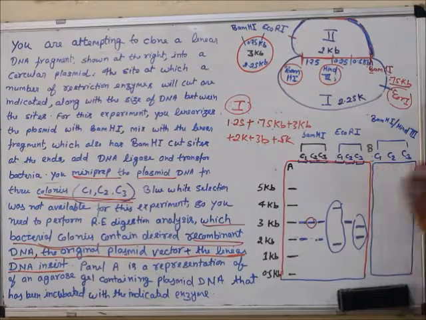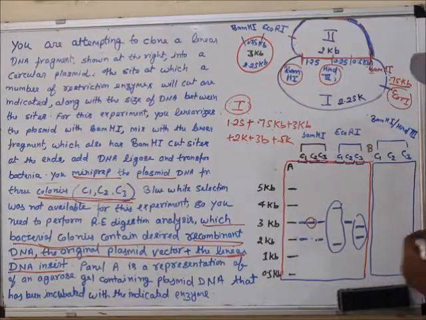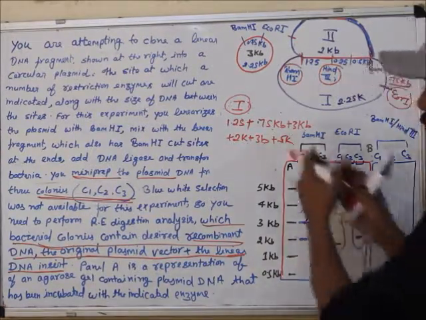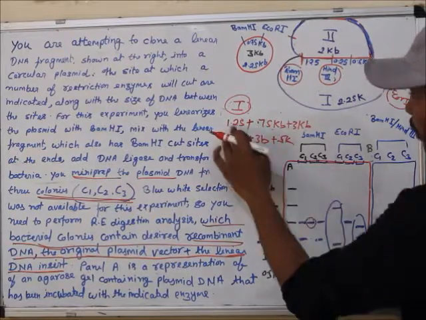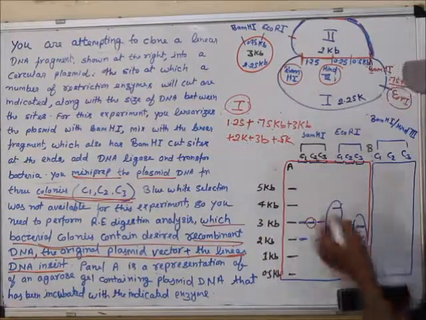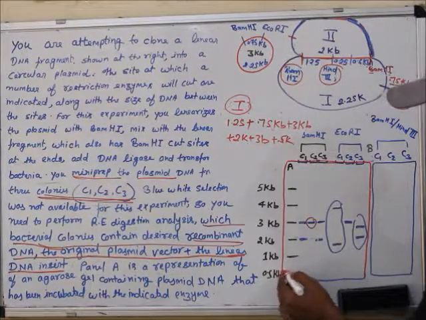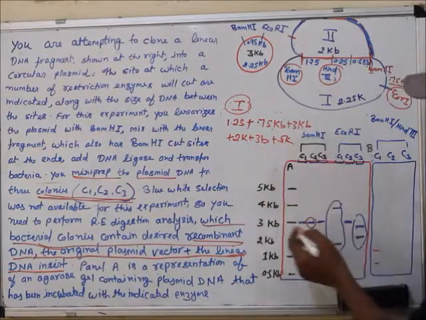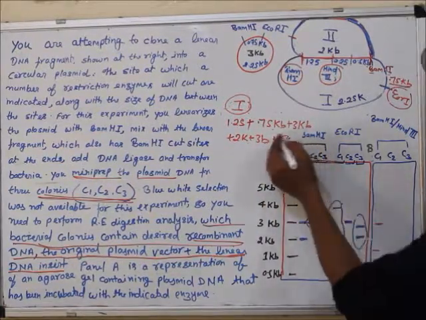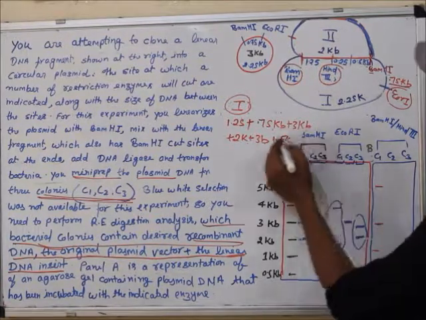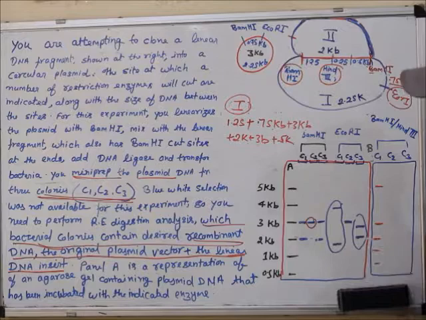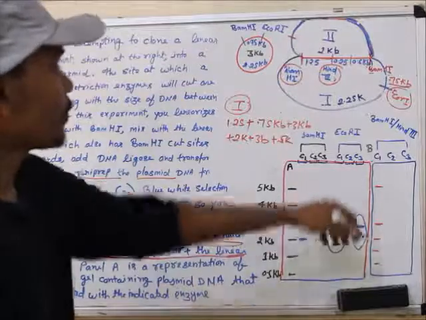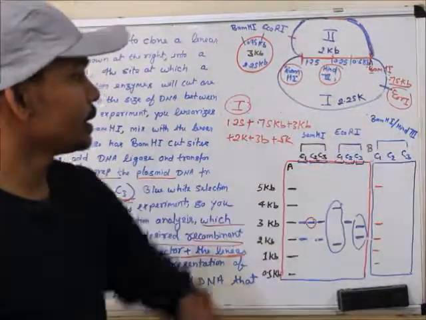So C1 with BamHI first, 1.25 kb you can fill up. I am leaving it for you to fill up. Okay, 1.25 kb near about here and 0.75 kb near about here. Okay, near about here, and 3 kb here, 5 kb here, 2 kb here. Okay, and so this was the fragment pattern of C1 by BamHI and HindIII.